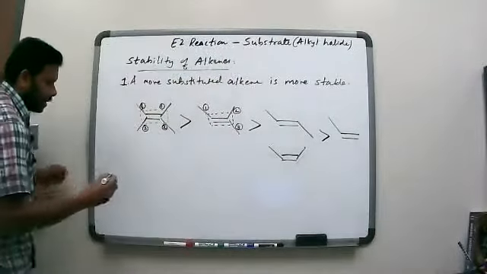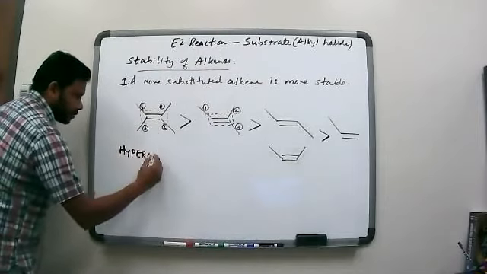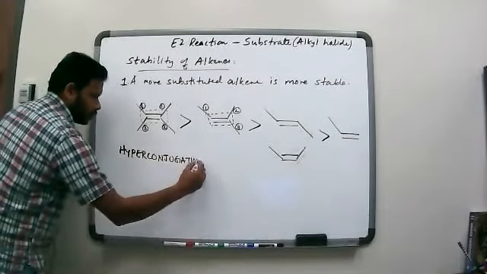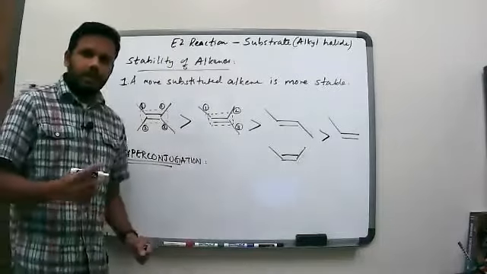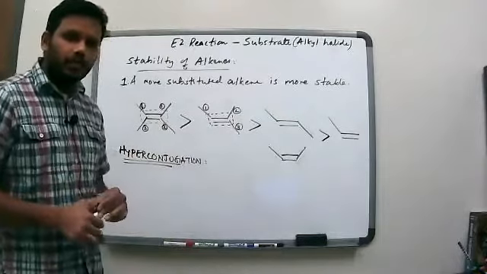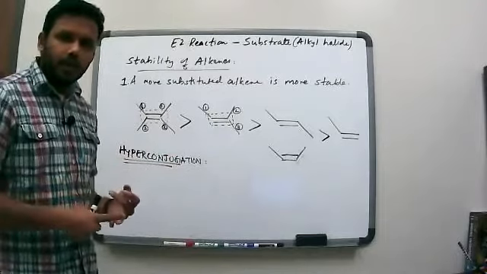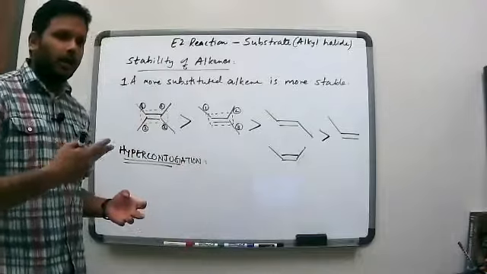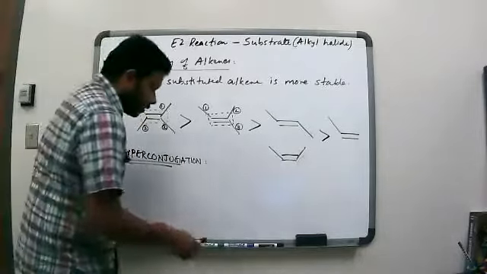The reason why this happens is because of this effect called hyperconjugation, which we discussed when we were discussing carbon-based intermediates. So please go back to the video on carbon-based intermediates, look through the portion on radicals and carbocations, on why a more substituted carbocation, or a more substituted radical, is more stable. It is the same reasoning here.